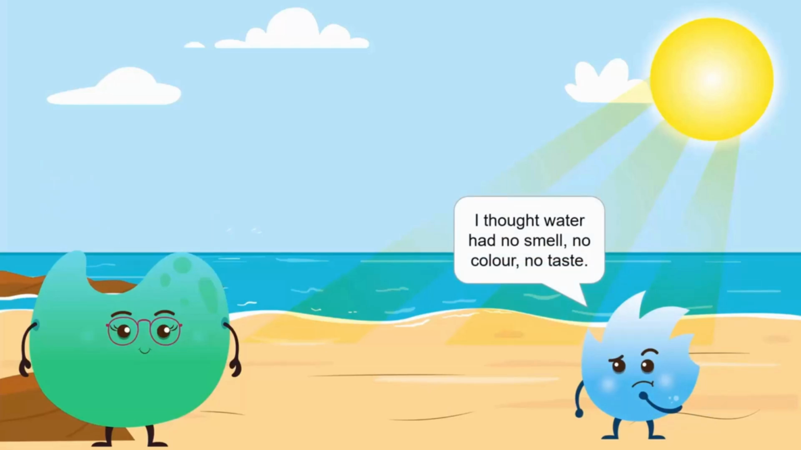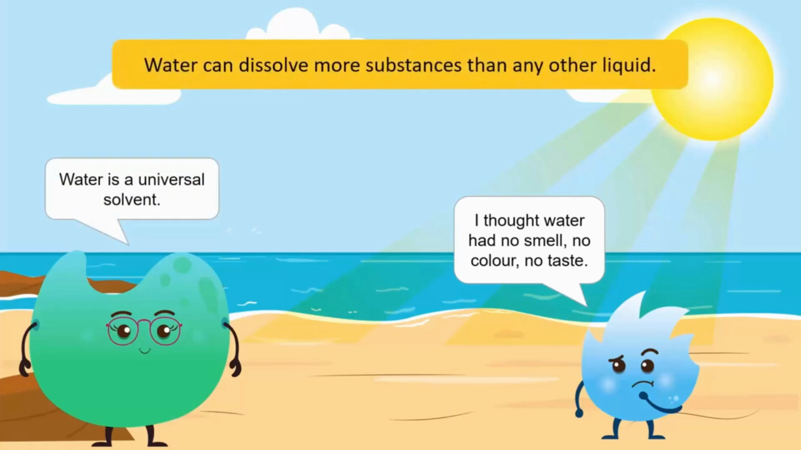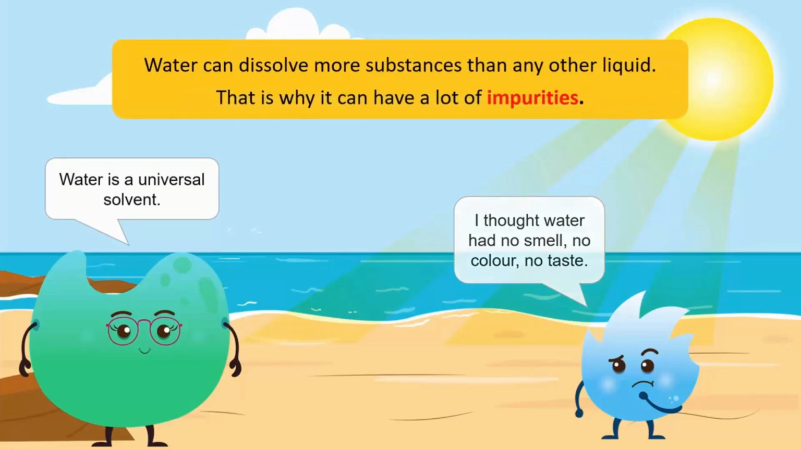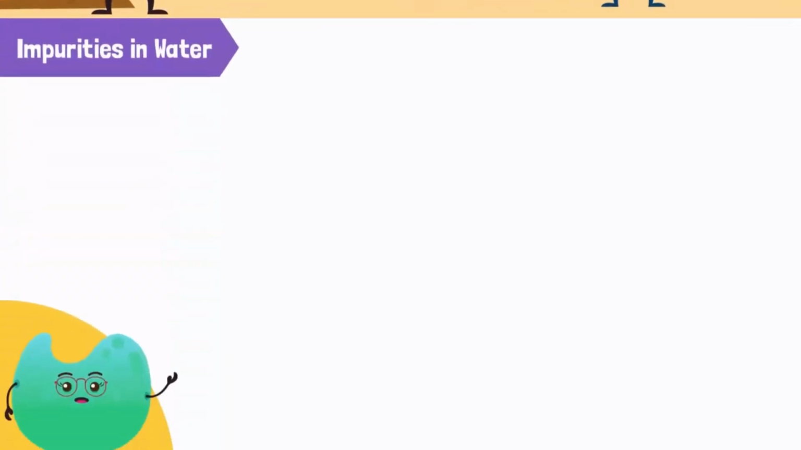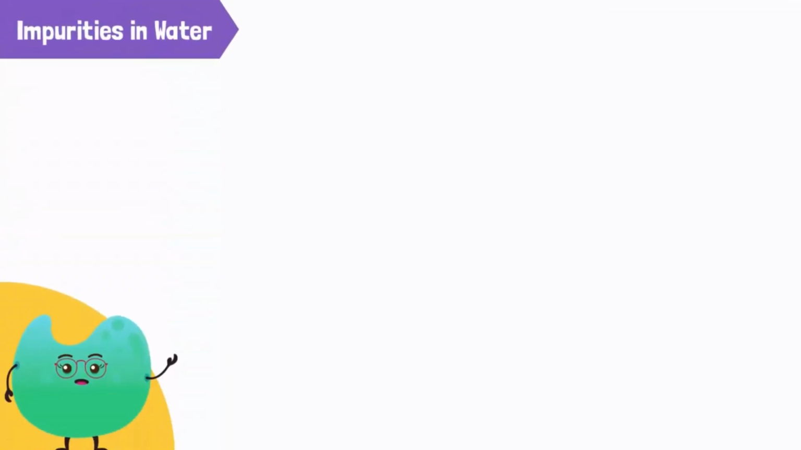That is true for pure water, but water is also known as a universal solvent. This means it can dissolve more substances than any other liquid. That's why it can have a lot of impurities. Like salt? Yes, there are 3 types of water impurities.